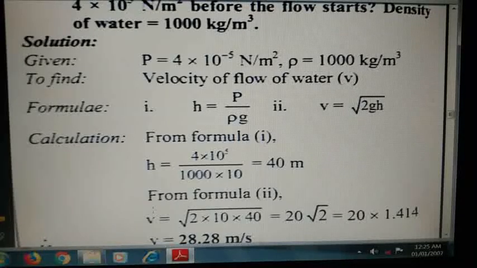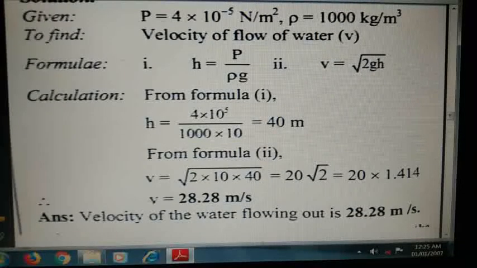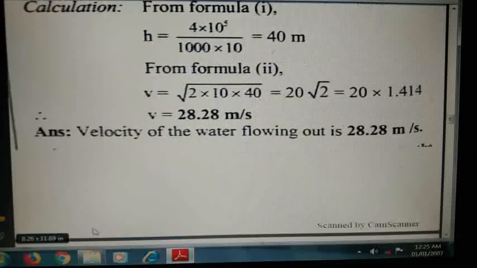So from equation number 2, V equal to under root 2 GH. When we substitute value of G equal to 10, value of H equal to 40, and multiply, we get 20 under root 2, that is 20 into 1.414. So we got value V equal to 28.28 meter per second. So our answer is velocity of water flowing out is equal to 28.28 meter per second.